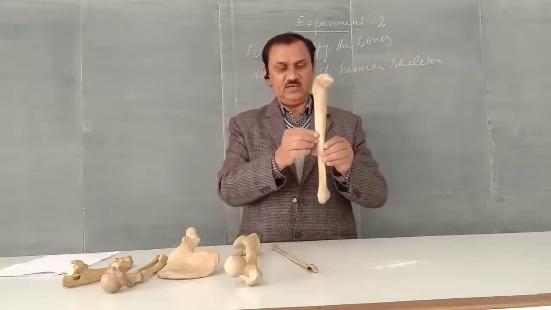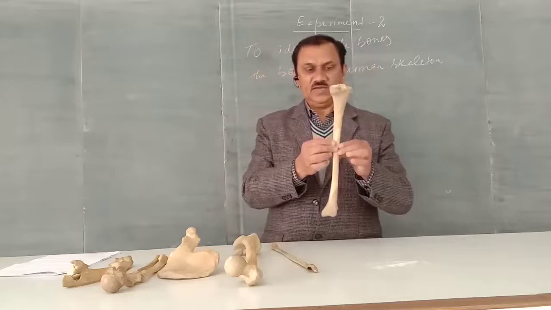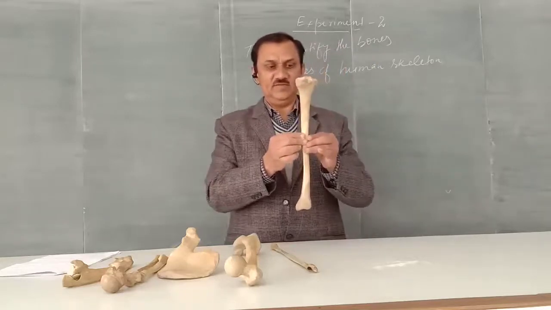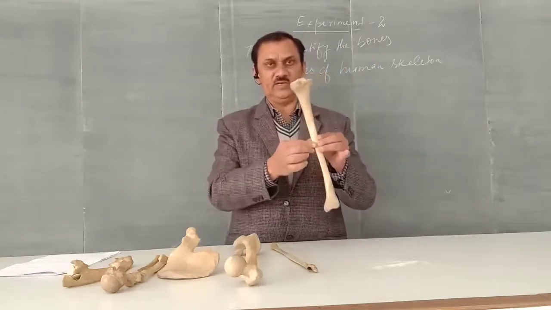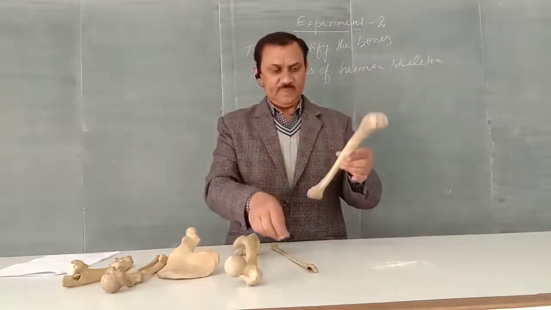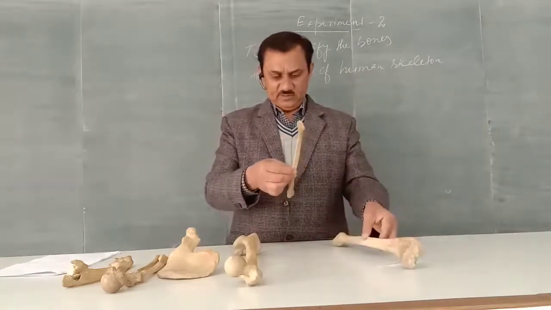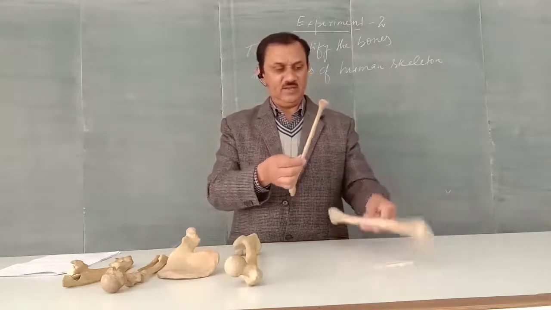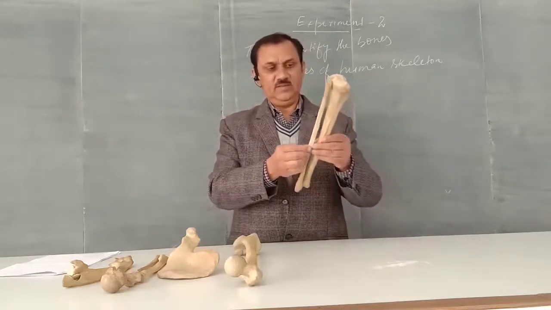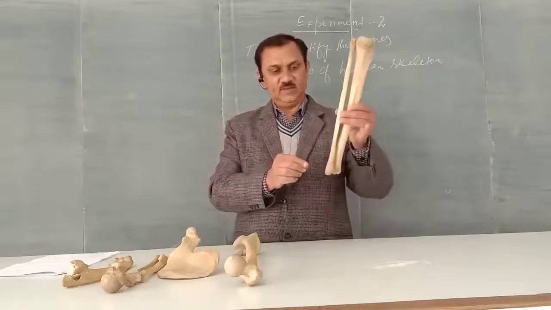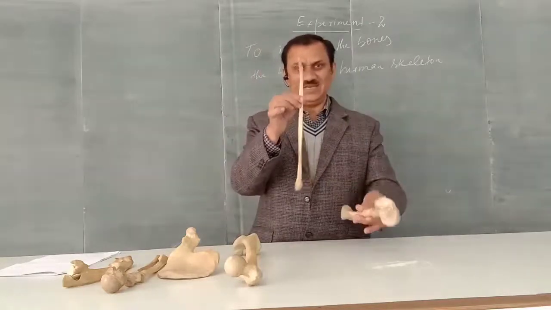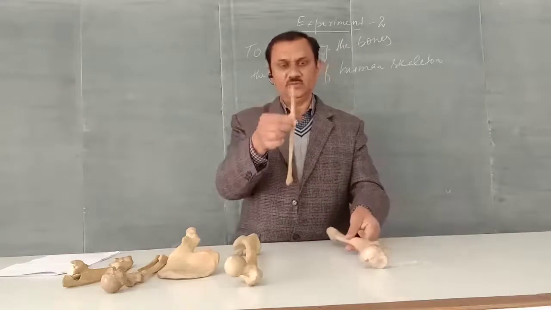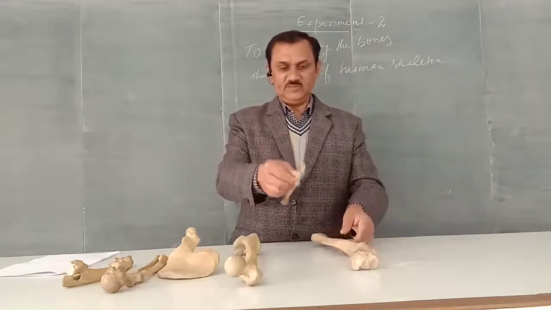This is a very hard, strong bone. In our shank region, it is present in front and medially located. Okay. The other bone is thinner and is called the fibula. It remains along with the tibia in the shank region. It is a straight, stick-like bone. Okay, dear students.